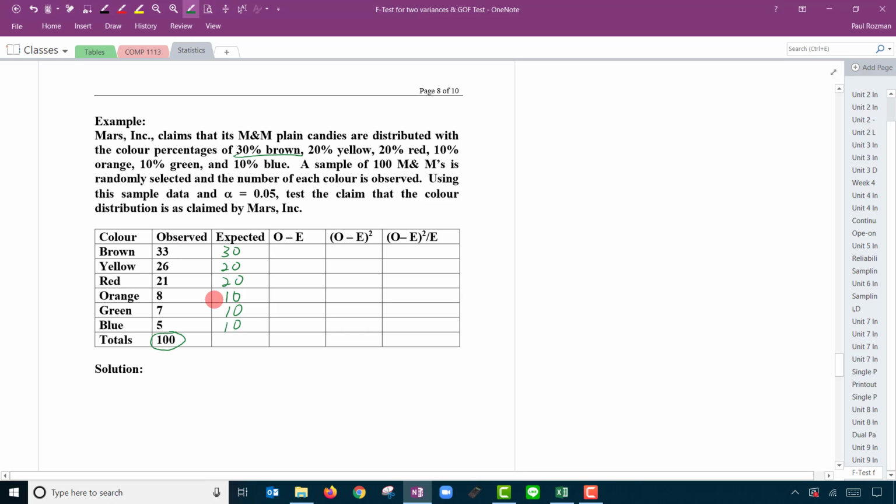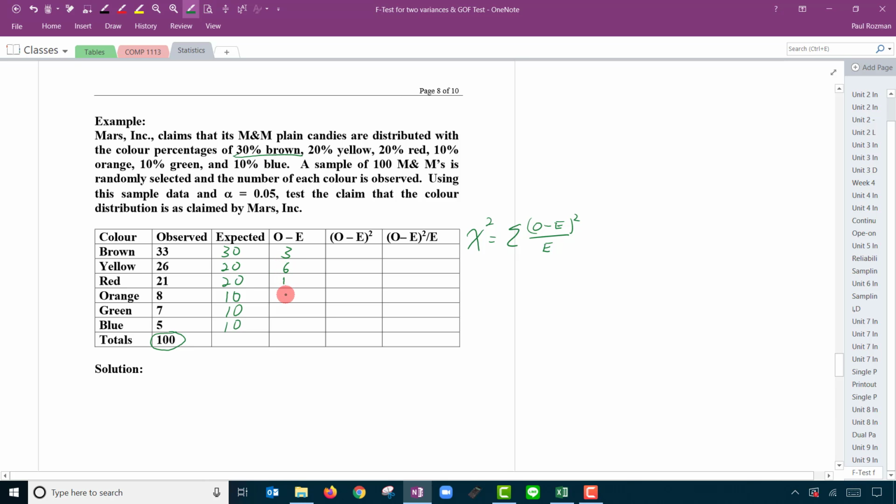And the test statistic was a summation. It was the sum of your O minus E squareds over E's. So I thought I'd just build a table. We can kind of do this one by hand because the numbers are easy enough. We need to do all these differences. So 33 minus 30, that's our first O minus E. And we have to do that for all of them.